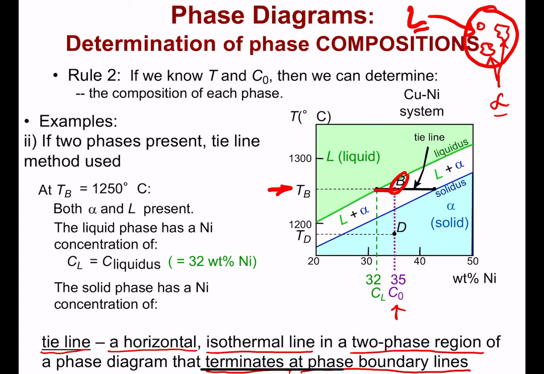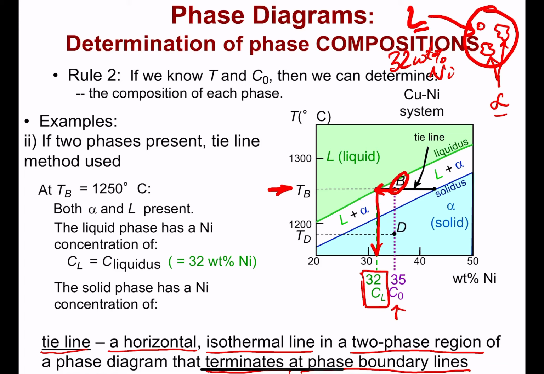So we've walked all the way to the liquid boundary now, and we report the x coordinate for that point. The x coordinate for that point is 32 weight percent. So we now know that the liquid surrounding all the alpha particles is 32 weight percent nickel.